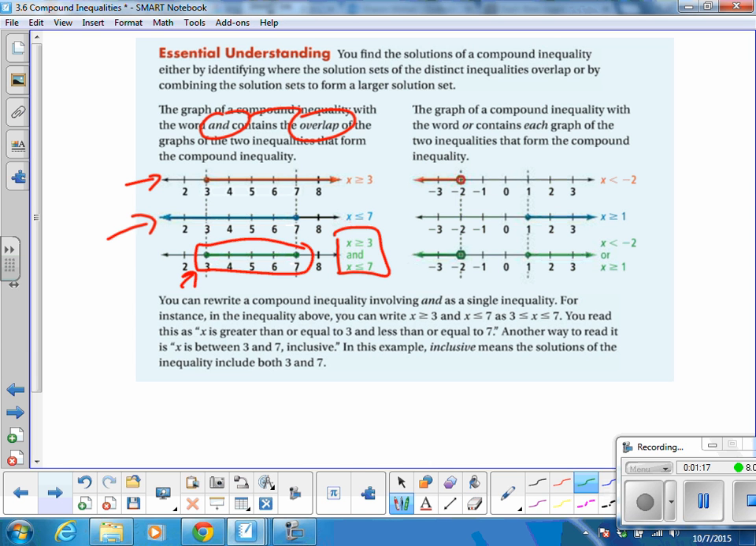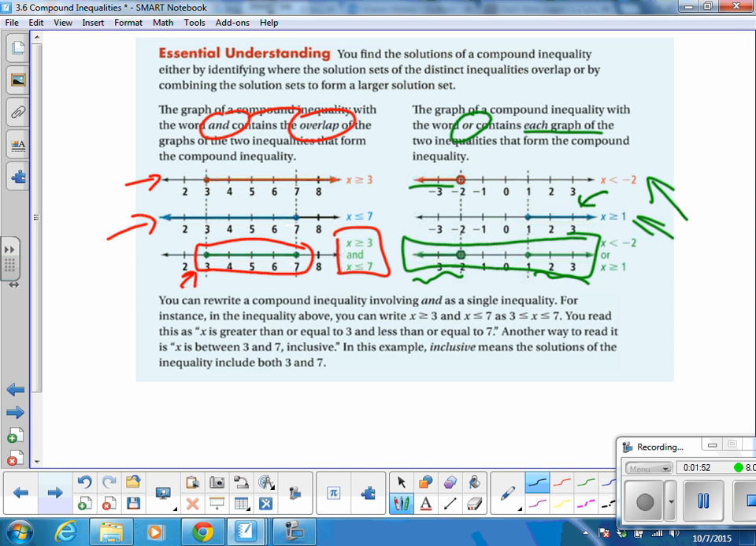If we're talking about an "or," we're looking at where each graph goes for the two inequalities. So for instance, x is less than -2, it plays out this way. x is greater than -1, it plays out this way. Now if you notice, they don't overlap, but they do go in separate directions, and we're indicating that as an "or." To satisfy this would be anything that's happening here or anything that's happening here, and we're just paying attention to the dots.